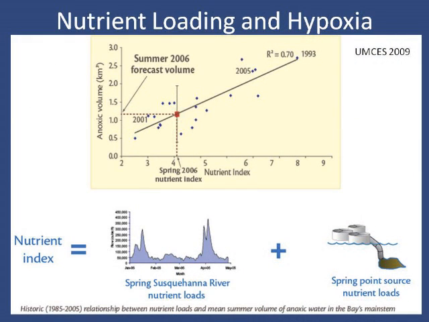In the Chesapeake Bay, they've been monitoring hypoxia for a number of years. This shows how nutrient loading affects hypoxia. They have a lot of nutrient loading from a large watershed, including the Susquehanna River, and also its point sources. So they developed a way to predict how bad hypoxia will be using this model.